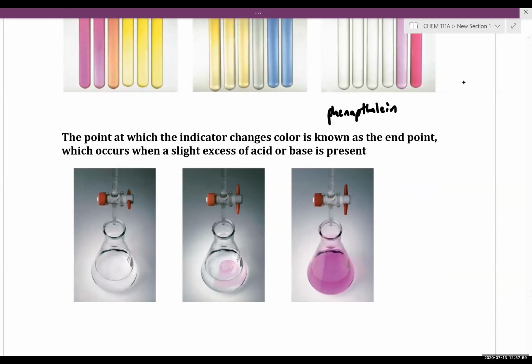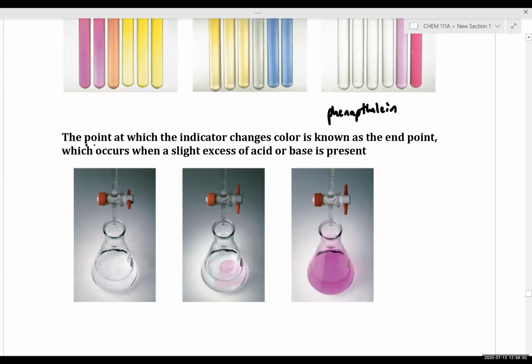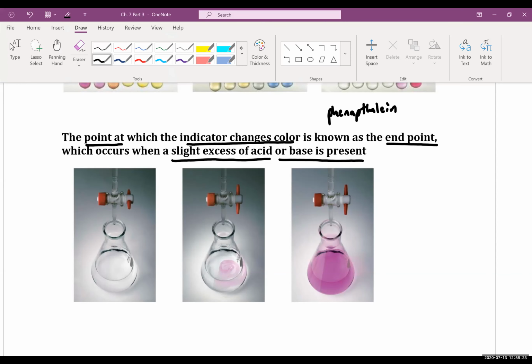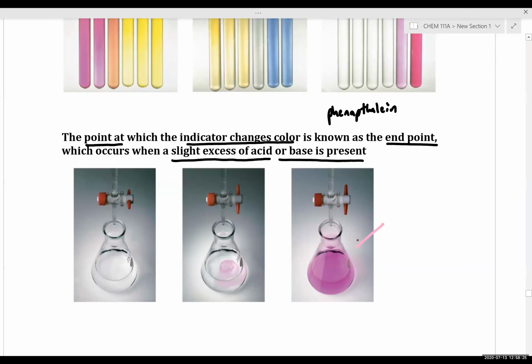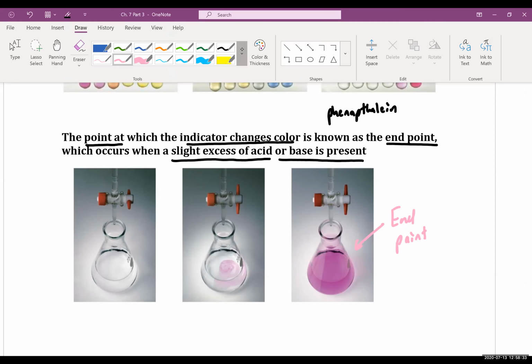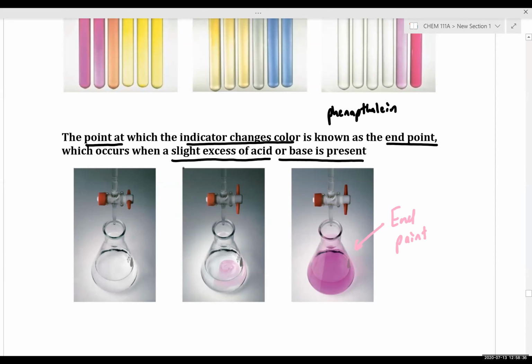Now, we have a technical term to describe the point at which the indicator changes color. It's known as the end point. And the end point occurs when we have a slight excess of acid or base present in our solution. So in this case, we added another drop to this titration. The phenolphthalein turns this bright pink color, and this bright pink color would correlate to our end point. It is the point, or the volume added, when our indicator changes color.